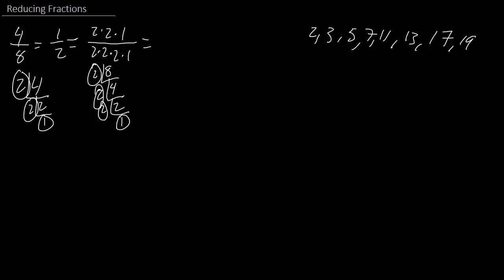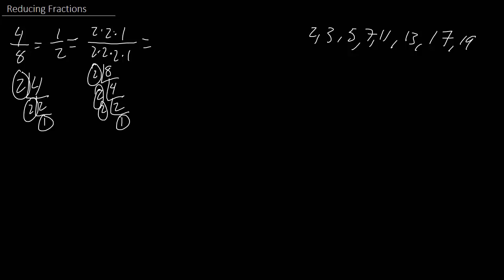So, what's 2 times 2? Well, that's 4. 4 times 1 is 4. And what's 2 times 2? Well, that's 4 times 2 is 8 times 1 is 8. However, that's to show you that this is like the fingerprint of this number right here.